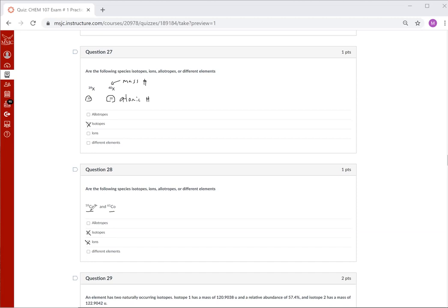Can you explain that just a little bit further? Yes. So first and foremost, we see that our mass numbers are different. So we have different mass numbers for the same element. Additionally, these two species each have a different charge.